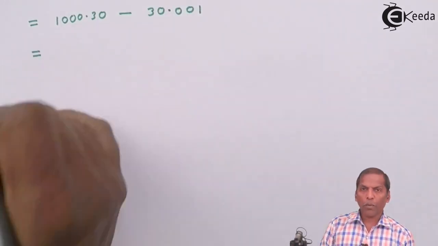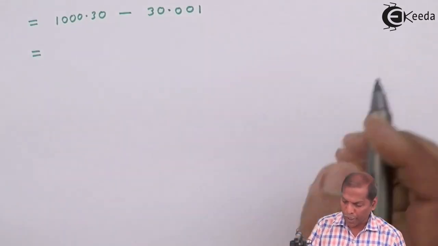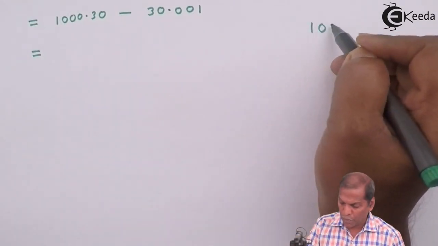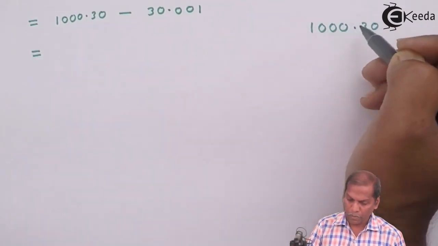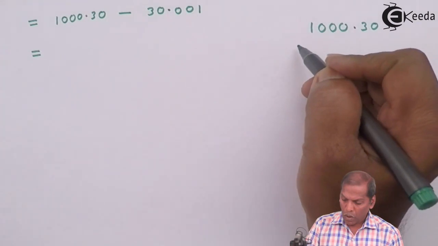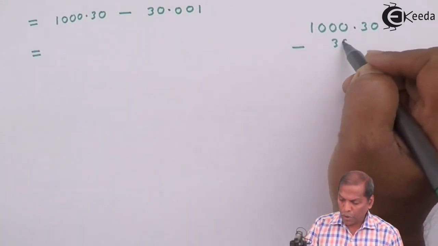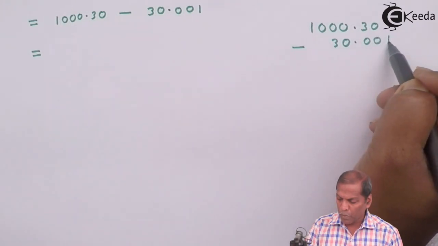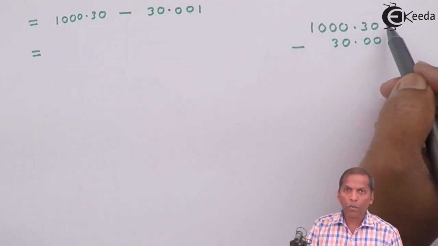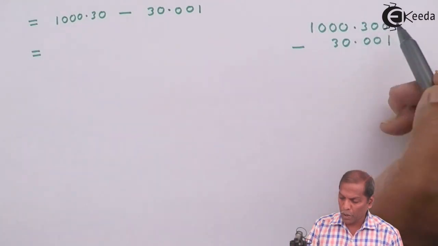Now these two numbers we have to subtract. So this can be written as 1000.30 minus 30.001. So here in the first number we take 0.